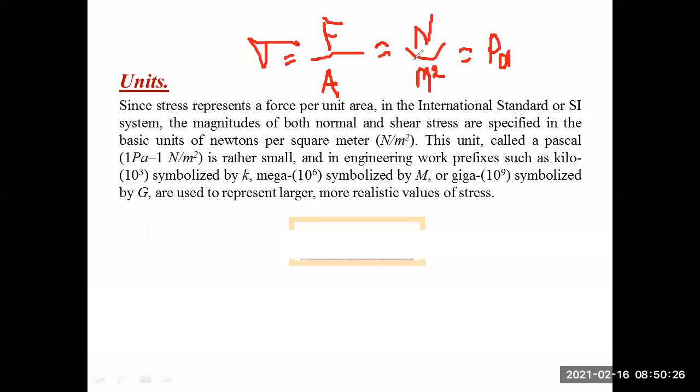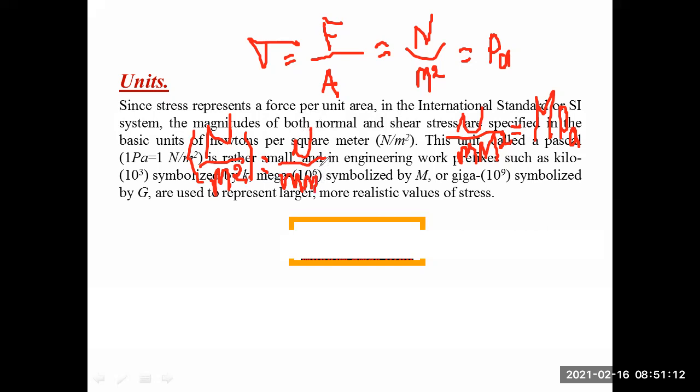But if you convert the area into millimeter square, you are going to get Newton over millimeter square. If you get this kind of unit, you can use the same name Pascal, but it would become megapascal. If Newton over meter square is Pascal, how come Newton over millimeter square is megapascal?